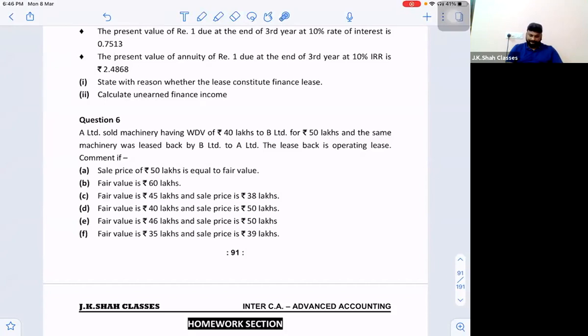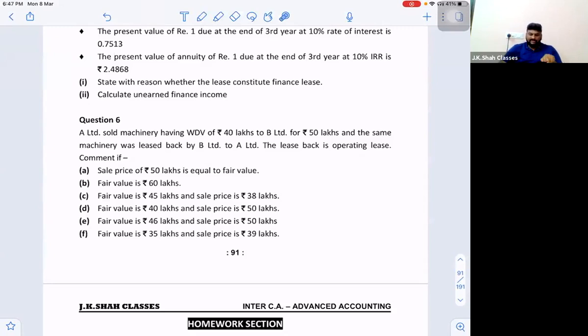Second situation. Fair value this time is 60 lakhs. Is fair value going to affect my actual profit? No, sir. We just compare fair value and selling price once. Why? Because if selling price is greater than fair value, then amortization comes. But here, the fair value is greater than selling price. So no point of amortization will come. Ignore the fair value now.